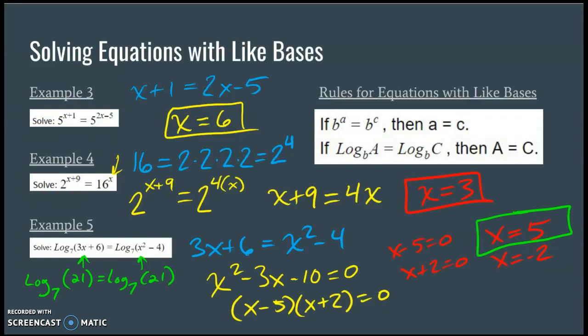However, if I check negative 2, what you'll notice is that 3 times negative 2 plus 6 gives me a log of 0. 0 is never in the domain of a logarithm. The base doesn't matter. If you ever get a solution that when put back into your logarithm gives you a 0 or a negative, you don't have to check anymore. That is not a solution. And so in this example, only x equals 5 is our answer.